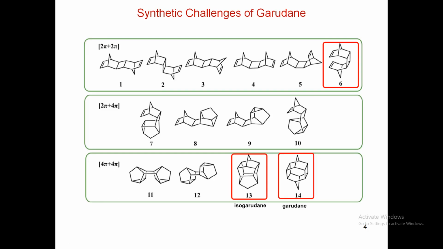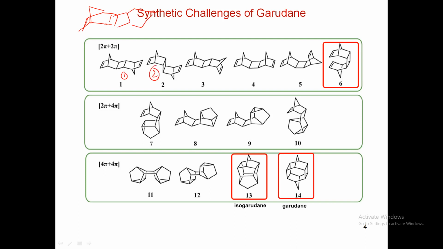Now, synthetic challenges with Garudane. In this family, let's say we do the 2+2 cycloaddition of this type of molecules. If we do that, there are various possibilities. One possibility is this 2+2, and in that itself we have two possibilities.